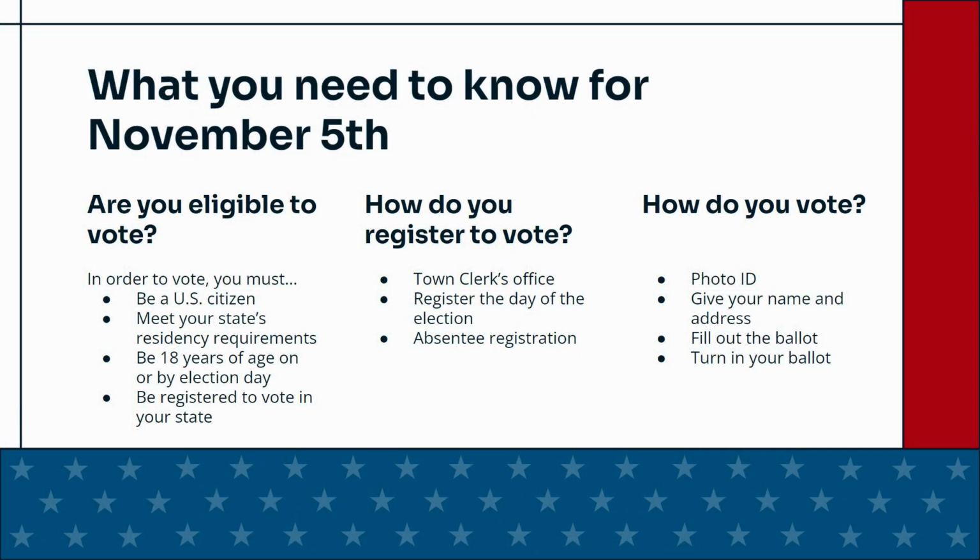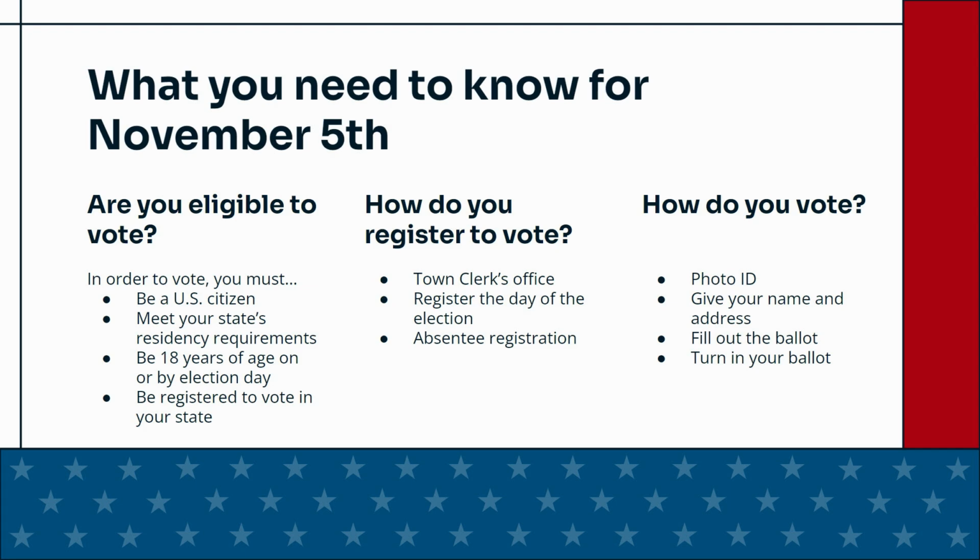First, what do you need to know for the upcoming election? In order to vote, you must be a U.S. citizen, meet your state's residency requirements, be 18 years of age on or by election day, and be registered to vote in your state. You may be asking, how do I register to vote? In order to register, you should go to the town clerk's office before election day. You can also register on the day of the election at the polls.